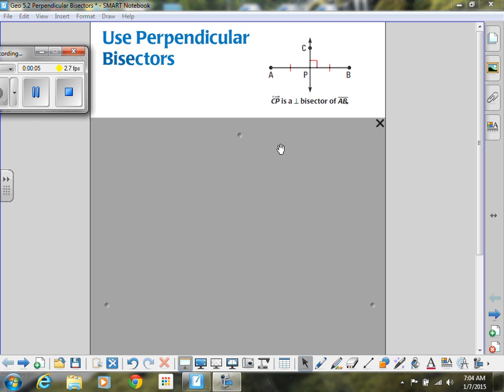So first, let's talk about what is a perpendicular bisector. Well, it's exactly how it sounds. It's a line or a segment that is perpendicular to another segment, and it cuts that segment in half. So you see that AP is exactly the same length as PB. So this CP is a perpendicular bisector.